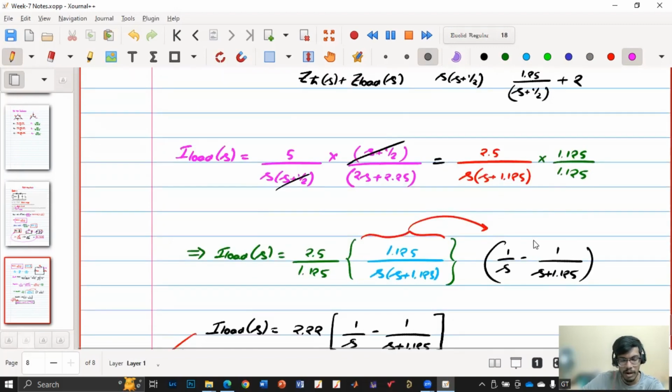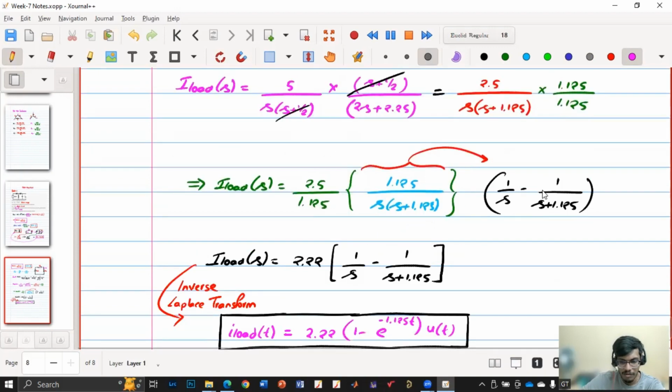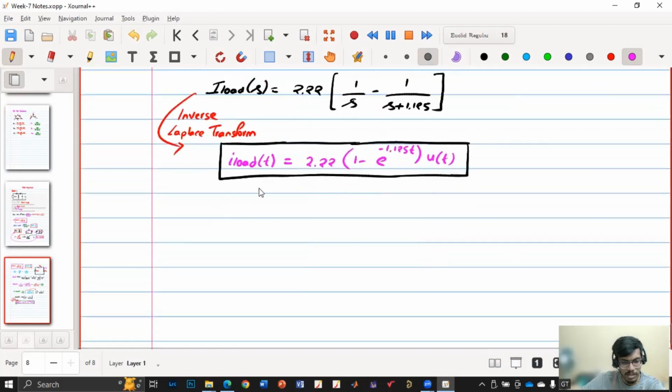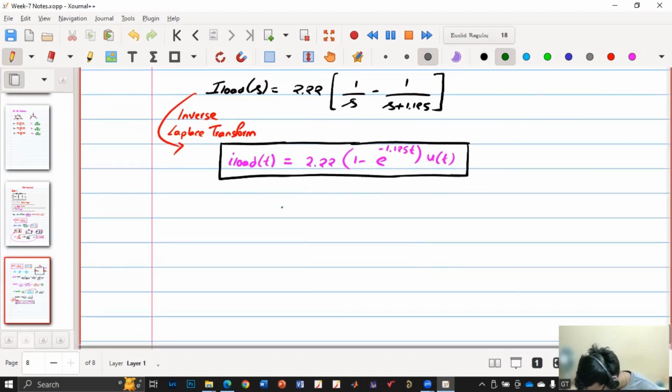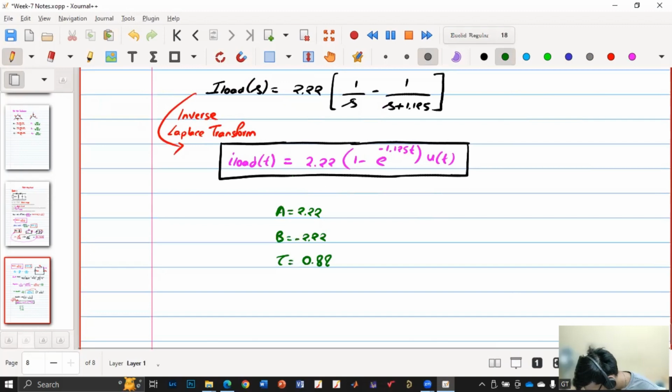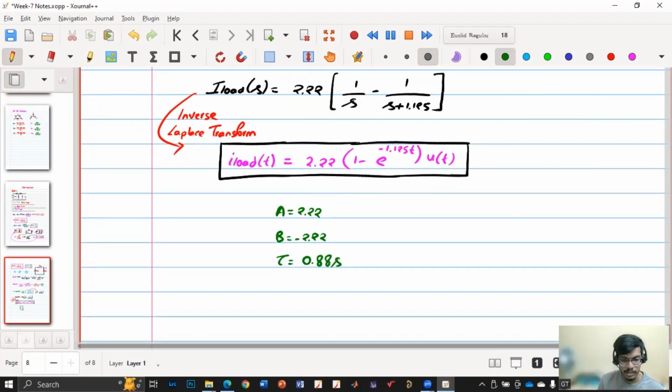Then I have applied partial fractions, not derived, but cleverly converted this into small fractions, and then we have applied inverse Laplace transform to get I load of t. So based on whatever they were asking, A is 2.22, B is minus 2.22, and how much tau do you get? 0.88. How much are you getting? 0.88. Yes, sir.